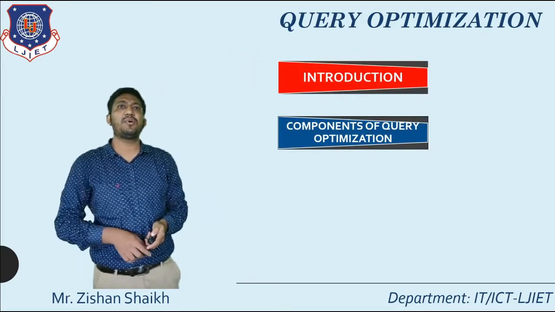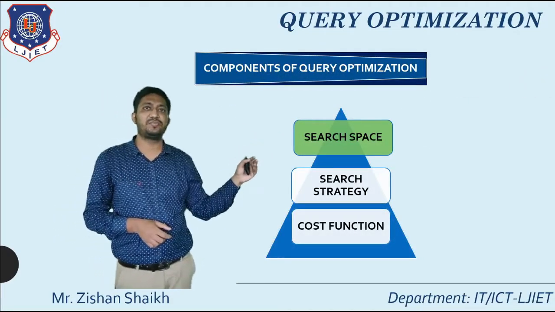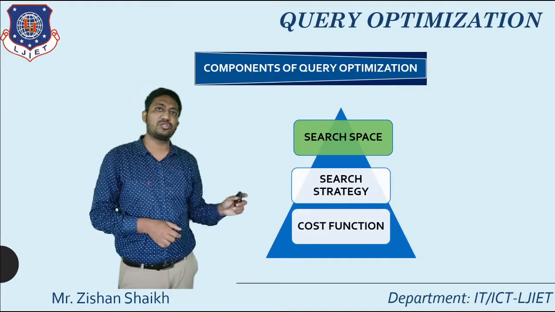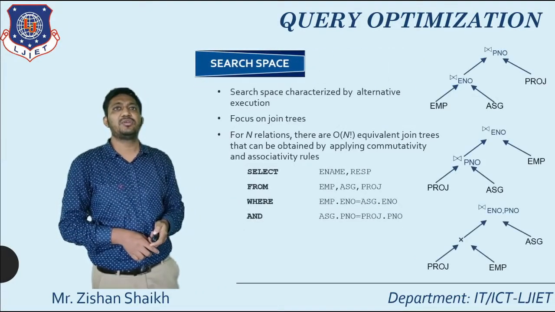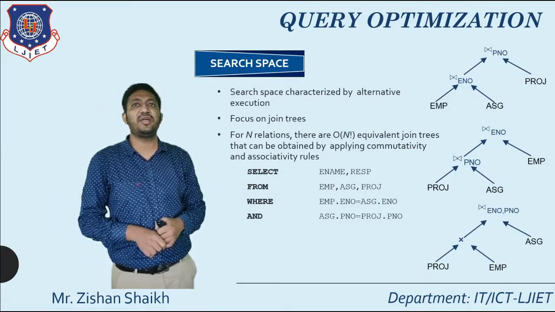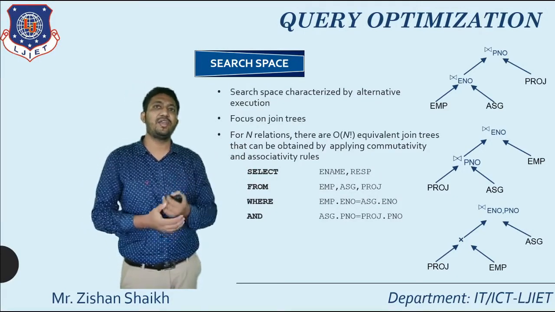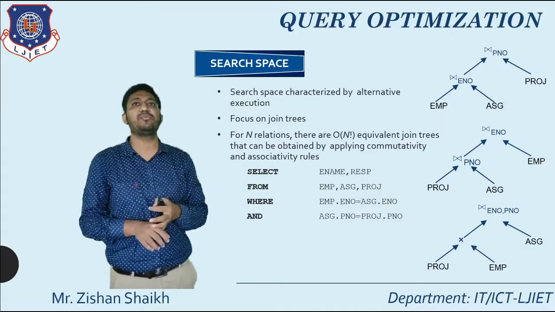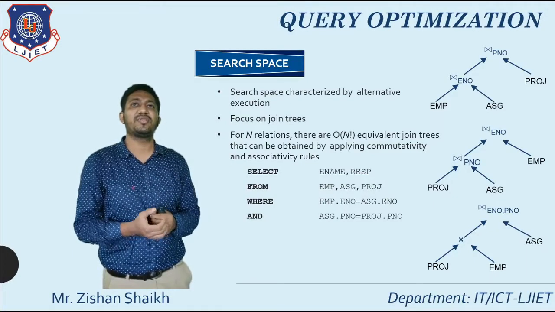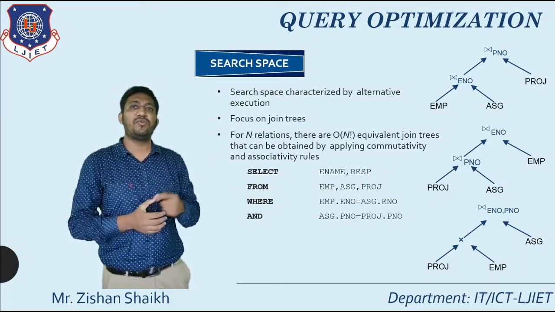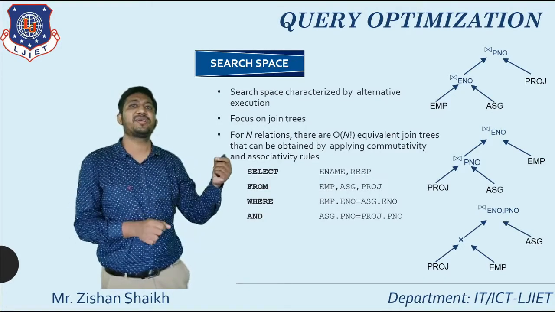When we talk about the components of query optimization, it includes three steps: search space, search strategy and cost function. Now let's discuss the first step, that is the search space. The search space defines the number of alternatives. When the query processor gets the particular query from the user, it will generate a number of steps or alternatives for that given fragment query. For that we have to concentrate on the number of joins of that query. How many joins are generated?